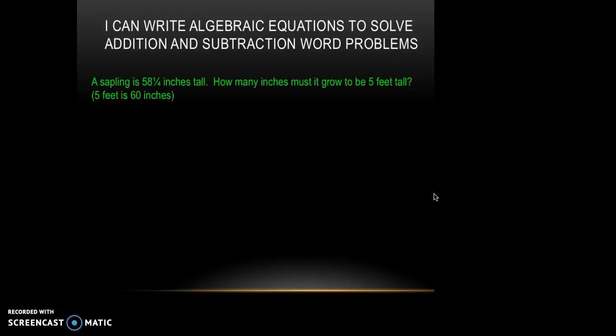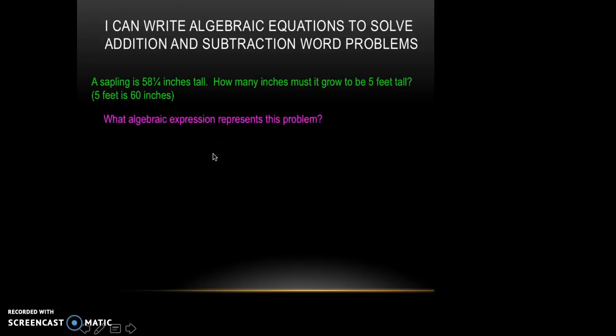All right, let's look at one with fractions, actually a mixed number. A sapling is 58¼ inches tall. So how many inches must it grow to be 5 feet tall? Okay, now be careful. We've got inches here, feet here. So 12 inches in a foot, 5 times 12 would be 60 inches. 5 feet is 60 inches.